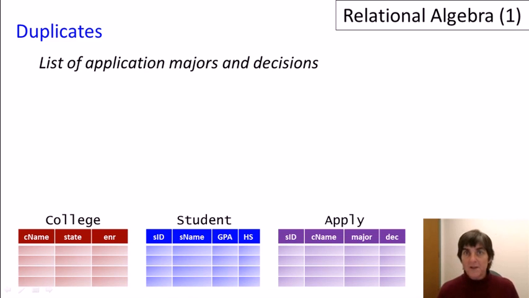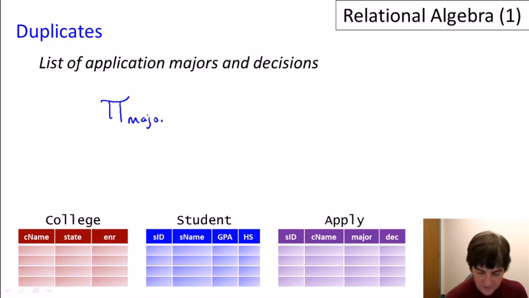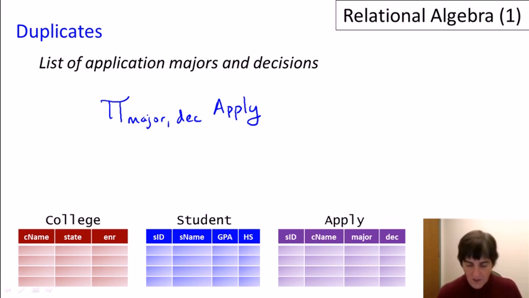Now let's talk about duplicate values in the results of relational algebra queries. Let's suppose we ask for a list of the majors that people have applied for and the decision for those majors. So we write that as the project of the major and the decision on the apply relation. You might think that when we get the result of this query, we're going to have a lot of duplicate values. So we'll have CS, yes, CS, yes, CS, no, EE, yes, EE, no, and so on.